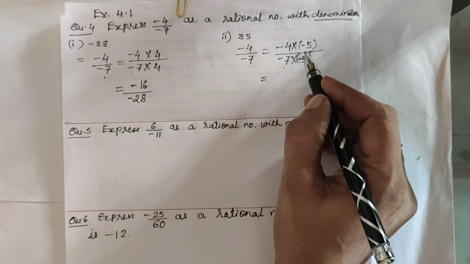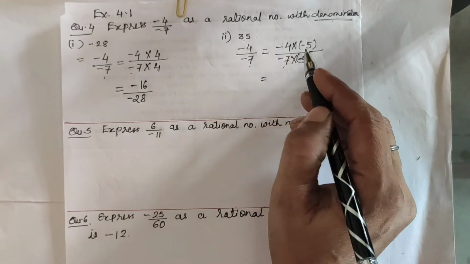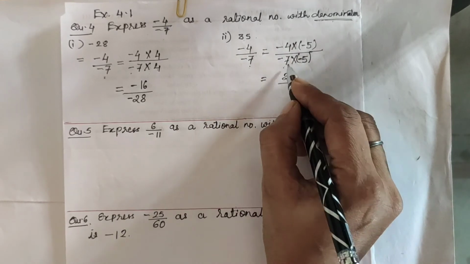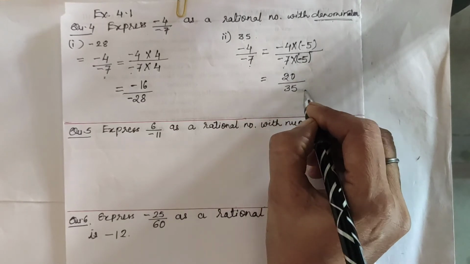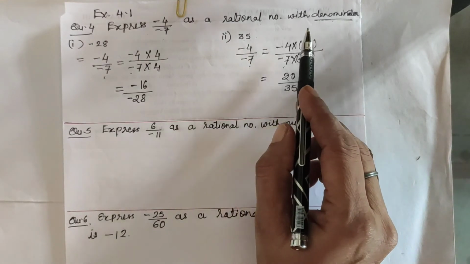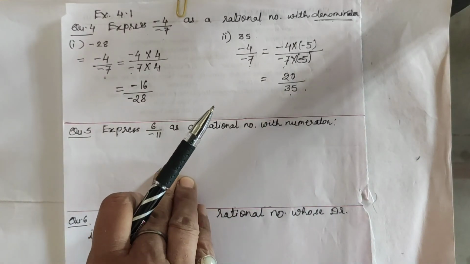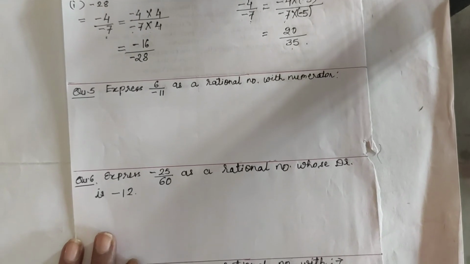Now you have to simplify this. Let's simplify. -4 into -5 is plus, 5 fours are 20, upon minus into minus is plus, 7 fives are 35. So we have expressed -4/-7 as a rational number with denominator 35. Now let's move to the next example of question number 5.